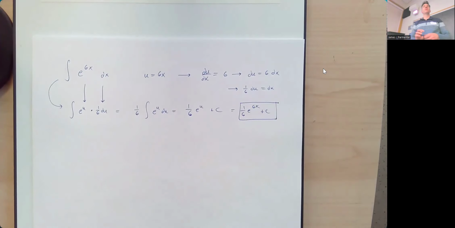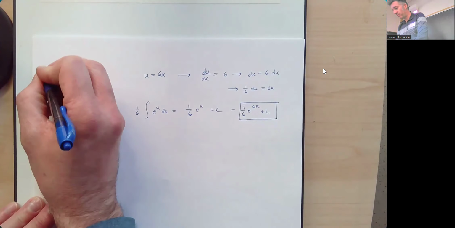Or, stated in an entirely different way, since the derivative of e to the 6x would make you multiply by the constant 6, the antiderivative of e to the 6x is going to make you divide by the constant 6.